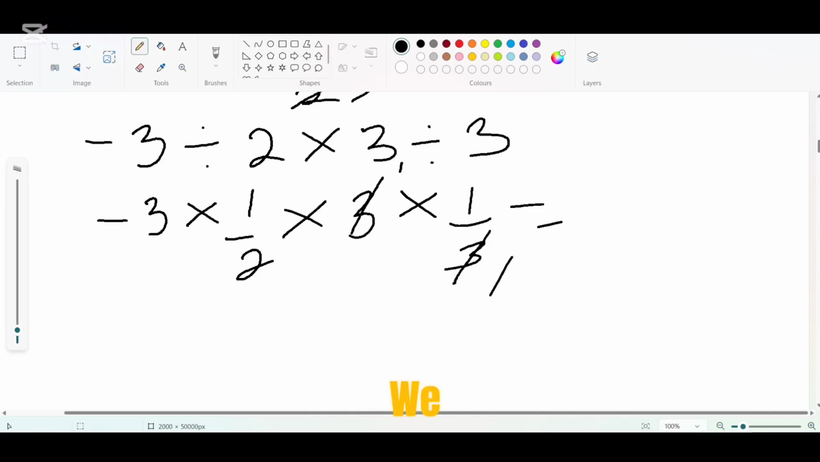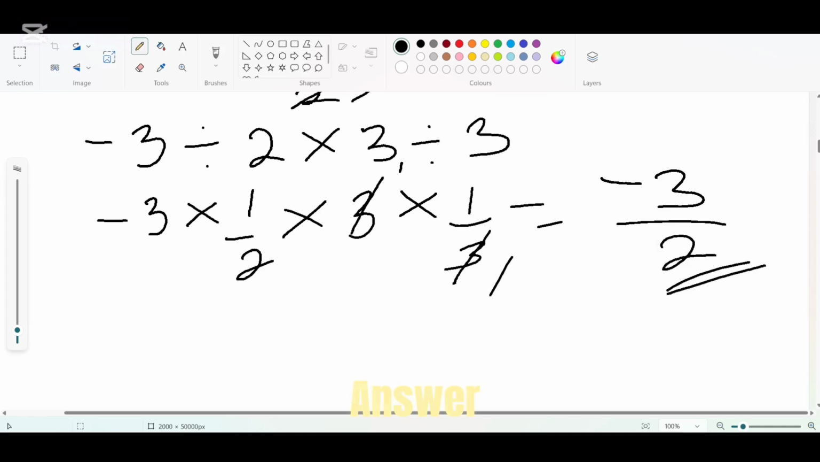So what we are now left with at the numerator, nothing else can cut at this point. So 3 times 1 times 1 times 1 is going to be minus 3. Then all over what? 2 times 1, which is 2. So this is going to be our final answer.